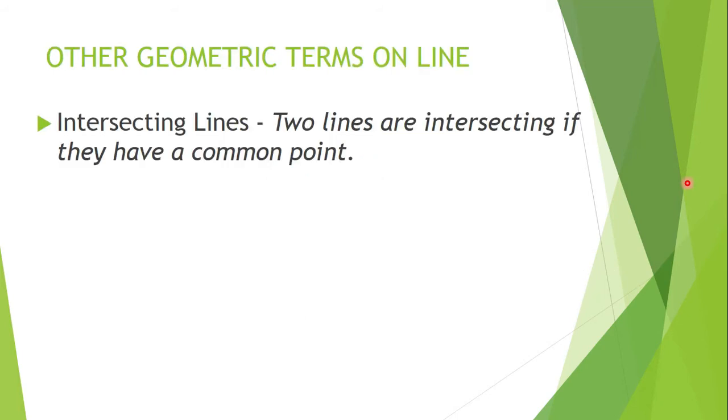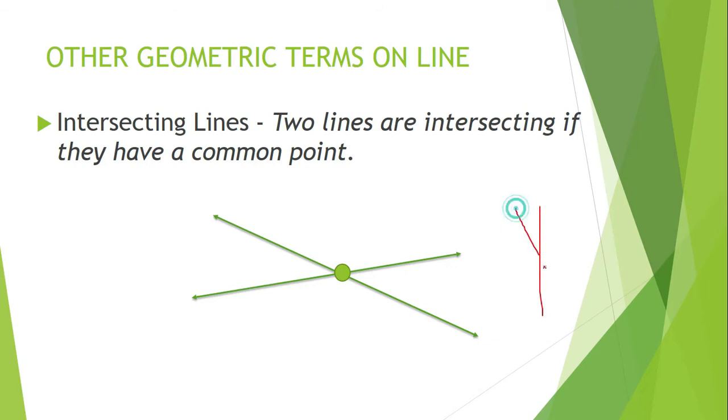Let's proceed also to the other terms on line. The first one is the intersecting lines. Two lines are intersecting if they have a common point. So let's have example, this line and that one. They intersect at one point and that is the point dito. So, pwede rin siyang ganyan. Pwede rin siyang ganyan as long as they have a common point.